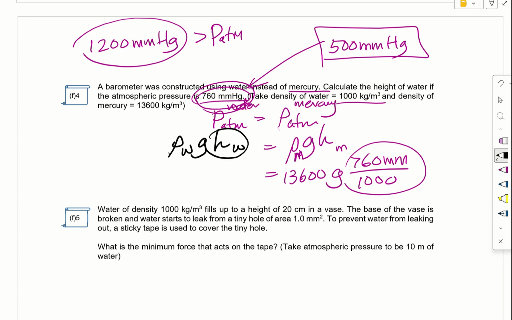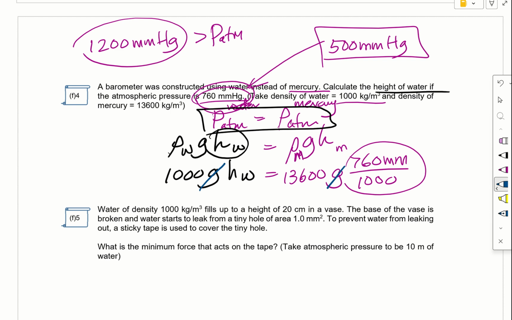And H water is what we need to find, right? The height of water. So density of water is 1000. The g I leave it because I'm going to prove a point, and I have HW. So the atmospheric pressure is the same, but we are using a different liquid to measure the difference in height so that we know what the atmospheric pressure is. My point here is that as g and g both appear, I can cancel them out.